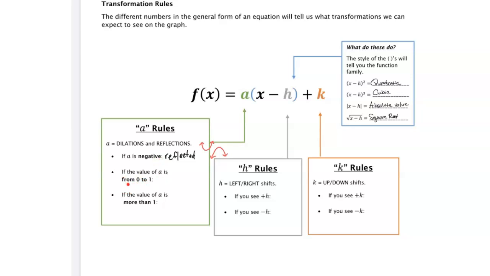If the value of a is from 0 to 1, then that means that you had a vertical shrink, which means that it made your function wider. If the value of a is more than 1, then that means that you have a vertical stretch, and it made your function narrower.